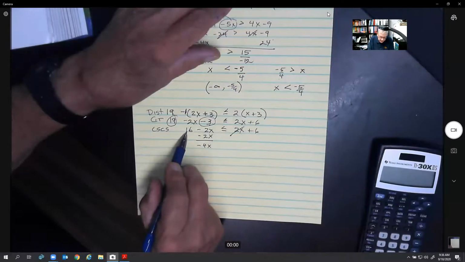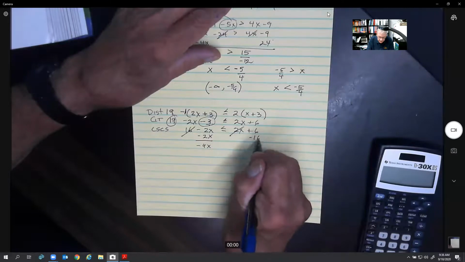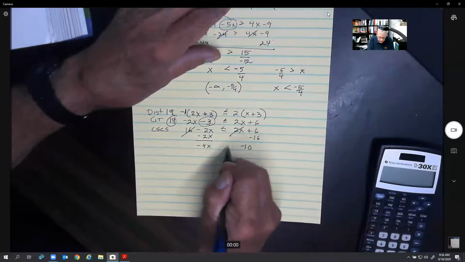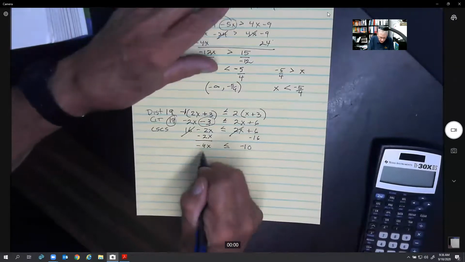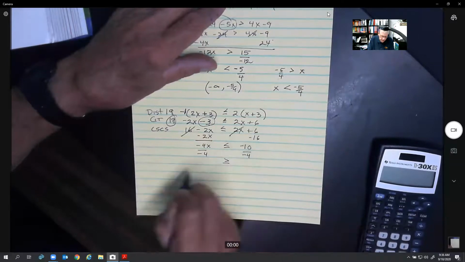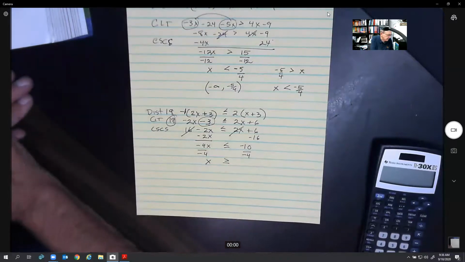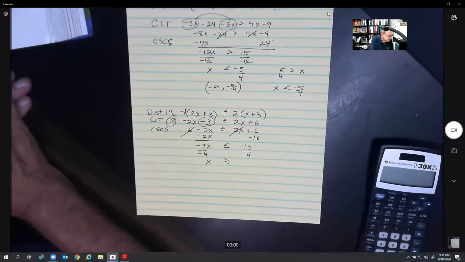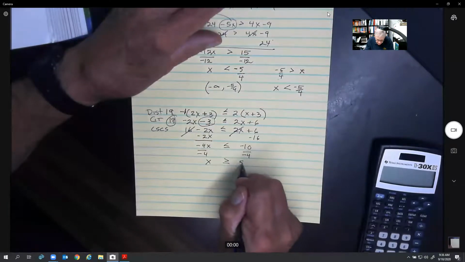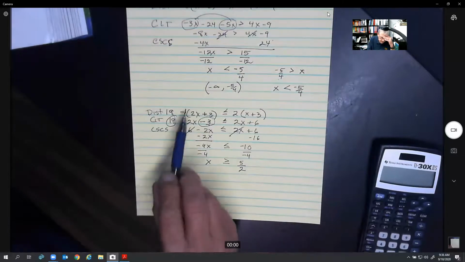I'm going to add a negative 16 to both sides. Negative 16 and 6 is negative 10, and it's still less than or equal to. Now I'm going to divide by negative 4, and my inequality symbol is going to change. So x is now greater than 5/2. Let me check this and make sure I didn't make a mistake on my computation.